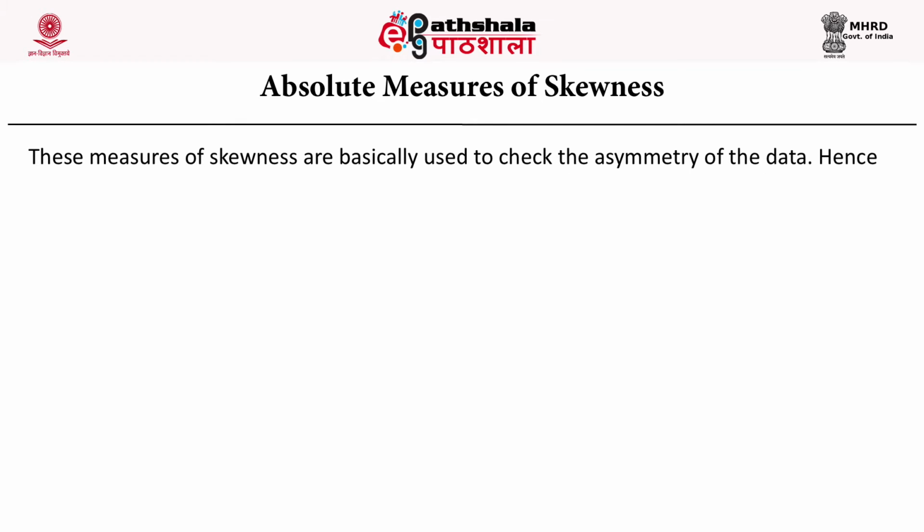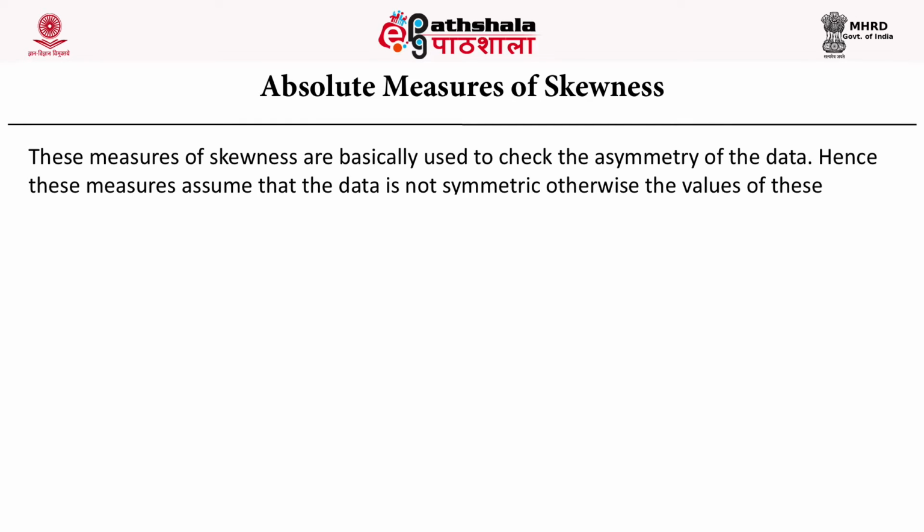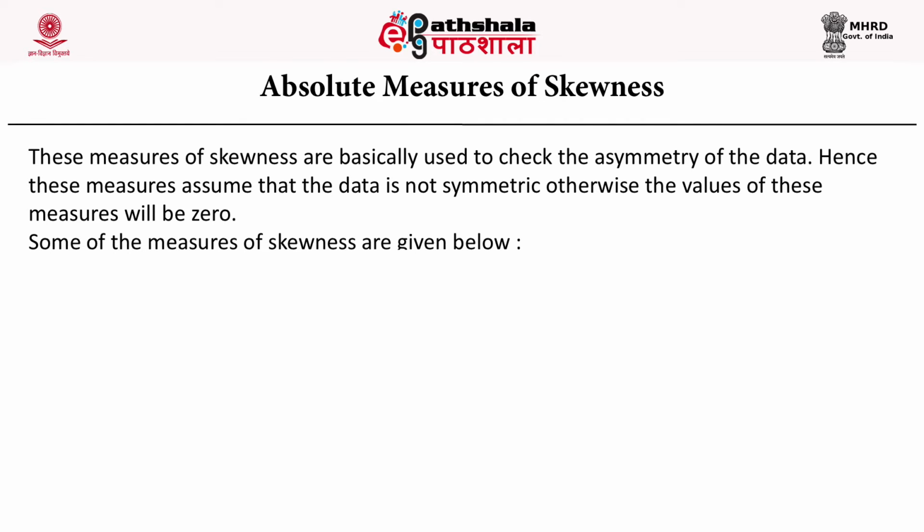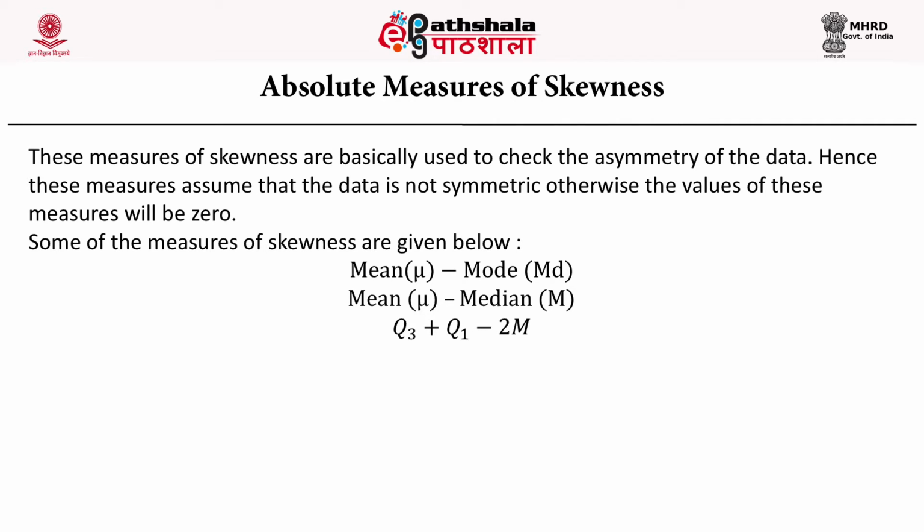Now here we first give you measures for absolute measure of skewness. These measures of skewness are basically used to check the asymmetry of the data. Hence, these measures assume that the data is not symmetric, otherwise the values of these measures will be equal to 0. Some of the measures of skewness are mean minus mode, mean minus median, and the third one is Q3 plus Q1 minus 2M, where Q3 is the third quartile, Q1 is the first quartile, and M is the median, so 2M is 2 times the median.